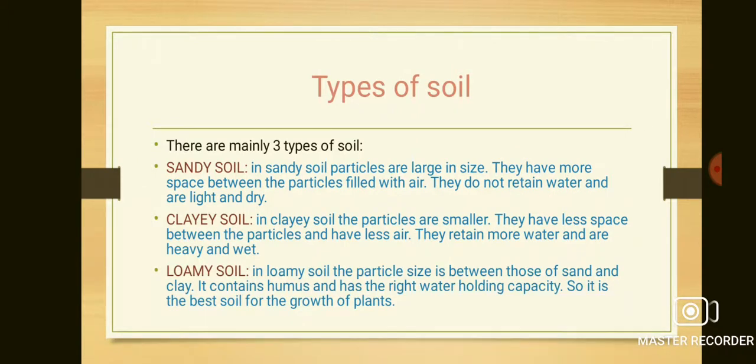And next is clayey soil. In clayey soil, the particles are smaller, they have less space between them and have less air. They retain more water and are heavy and wet. Now next is loamy soil. In loamy soil, the particle size is between those of sand and clay. It contains humus and has the right water holding capacity, so it is the best soil for the growth of plants.